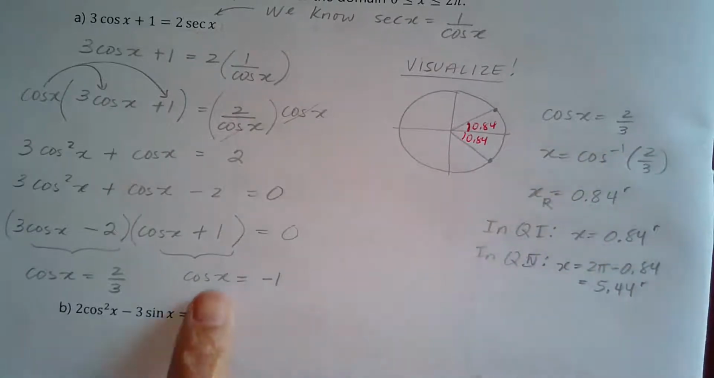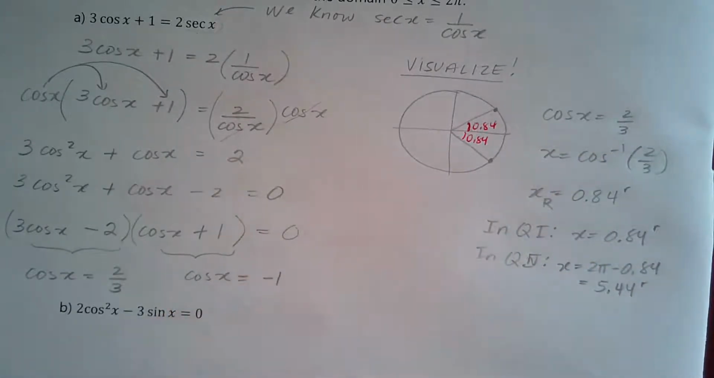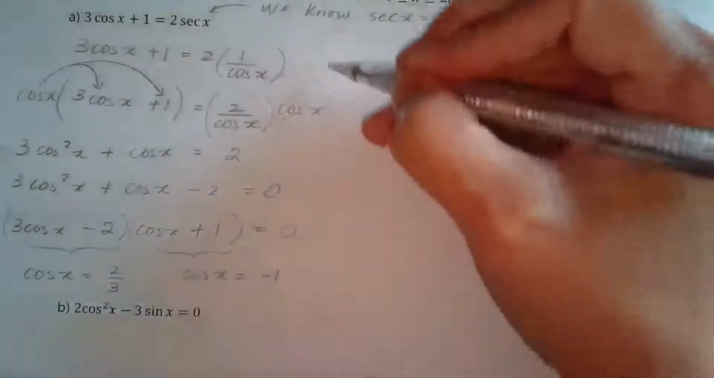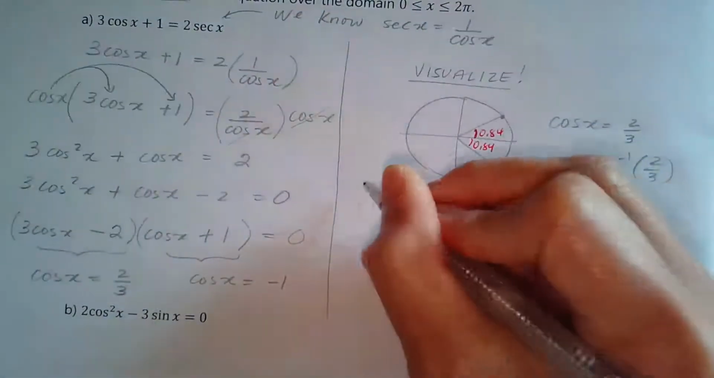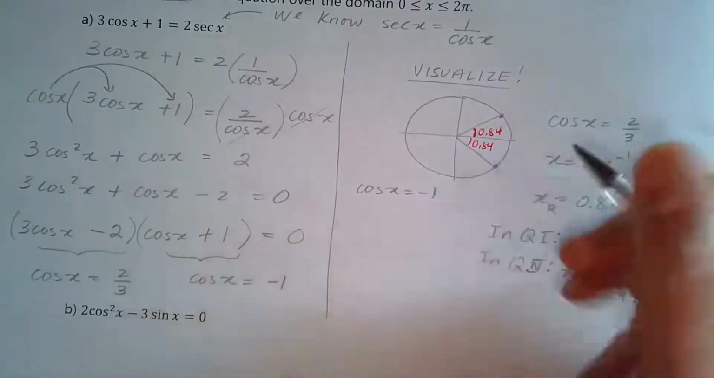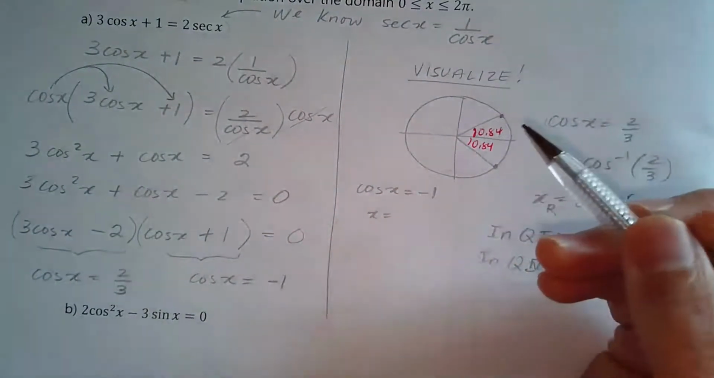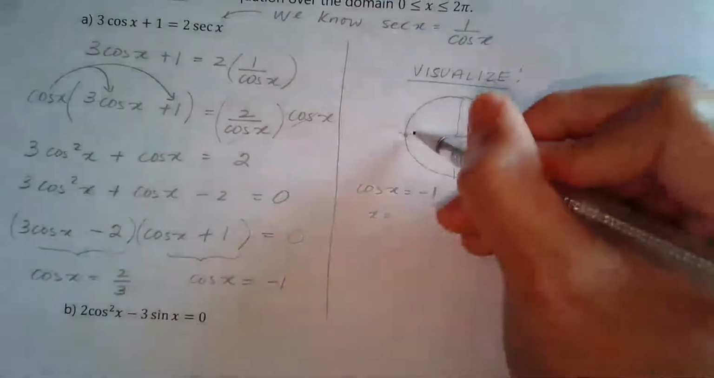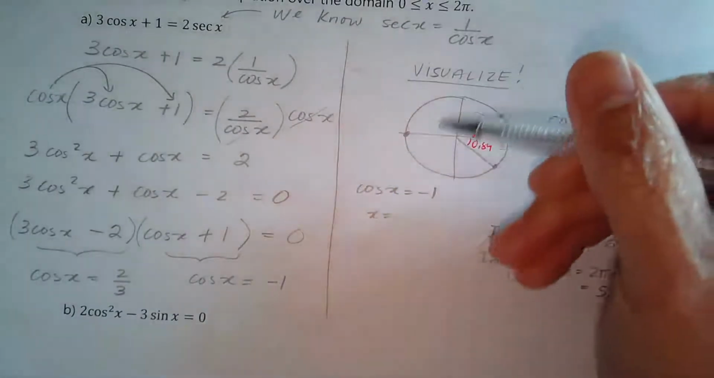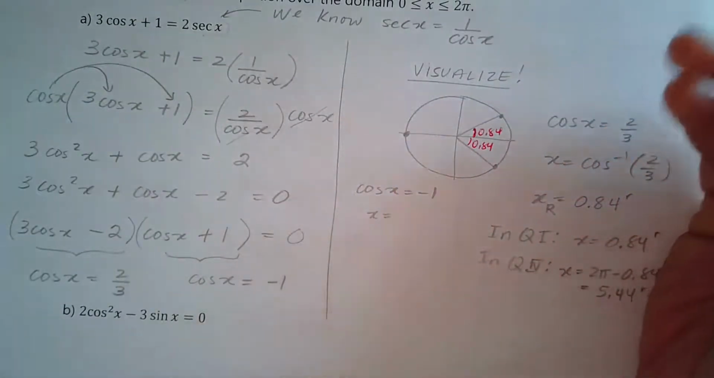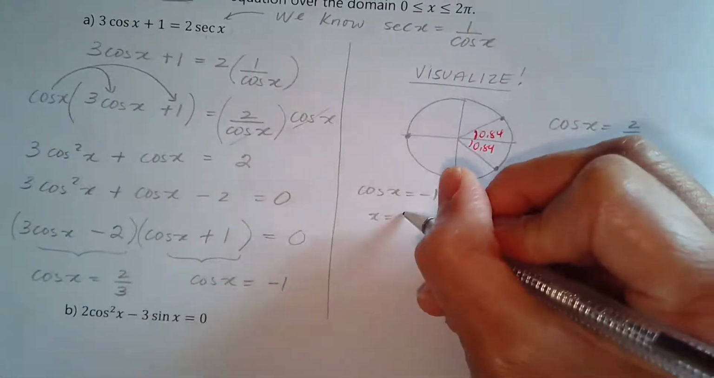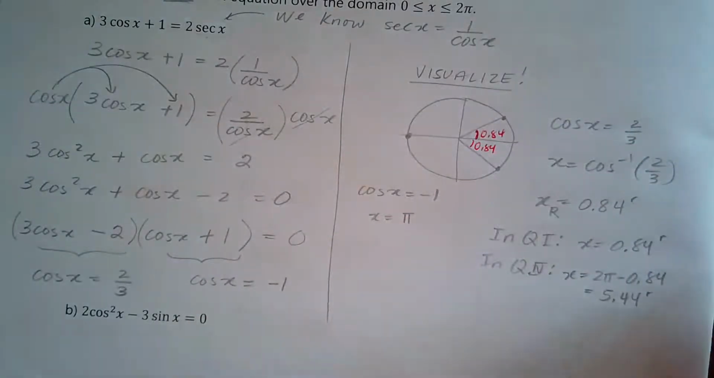Now, what about cos of x equals -1? Well, where is cos -1? Let's see, where can we put it? Okay, let's put it right here. Cos of x equals -1. Cos is -1 here, right? So this is where cos is -1. So cos inverse of -1 is going to give us pi radians.